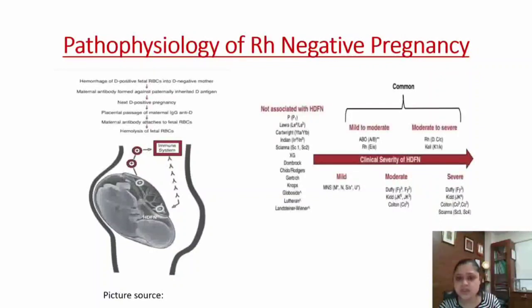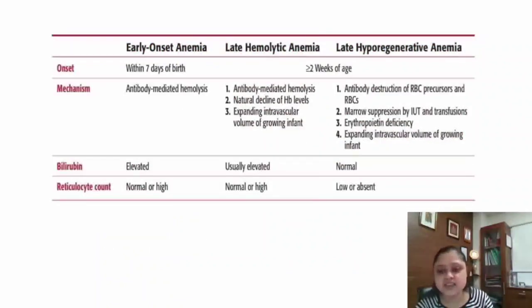Let us see how these blood group systems are affiliated with the clinical severity of HDFN. As we all can appreciate over here, it ranges from mild to moderate to severe. Mild to moderate is caused by RH capital E antigen and small e antigen. And on the other side, moderate to severe is caused by Rh capital D, capital C, and small c. Now, these are the signs and symptoms which we are going to see in case of the hemolytic disease of fetus and newborn.